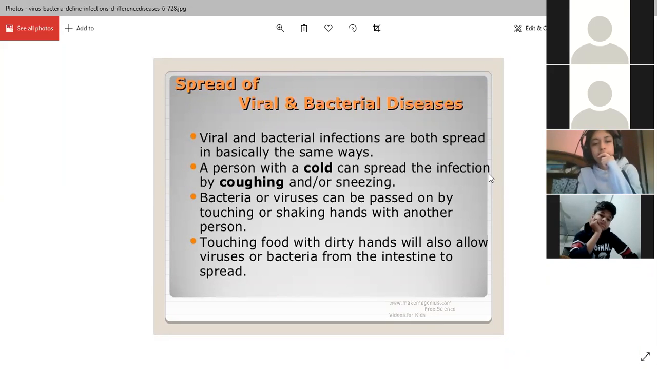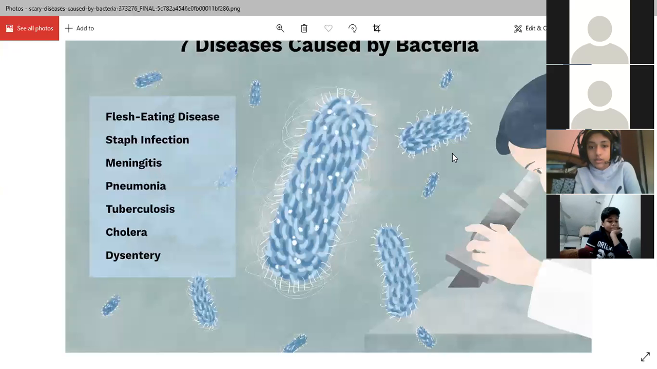Then number 3, bacteria or viruses can be passed on by touching or shaking hands with another person. Again, the same thing. It can be transferred from person to person. Touching food with dirty hands will also allow viruses or bacteria from the intestine to spread. Again, और ये तो common sense की बात है. In our religion also, it has been taught to us since many years ago that before consuming any food, we need to wash our hands and even that food as well. ठीक है? खाना बनाने से पहले भी हम उसको wash करते हैं, whether we cook vegetables or meat.